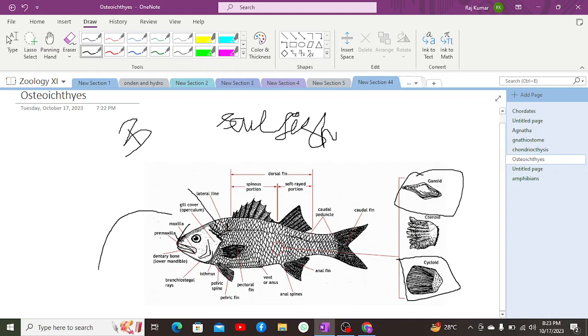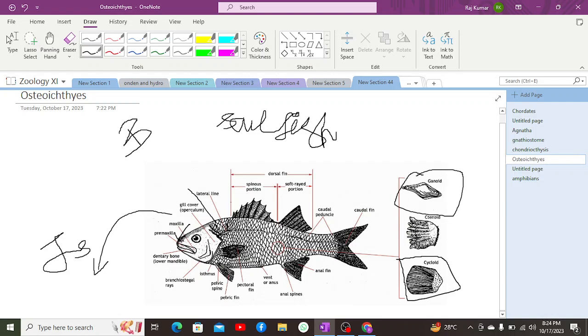Apart from that, when it comes to the digestive system, they are having a J-shaped stomach. A J-shaped stomach is present both in chondrichthyes as well as osteichthyes, while in Agnatha there is no J-shaped stomach as these are ectoparasites, so they do not need a stomach for digestion.